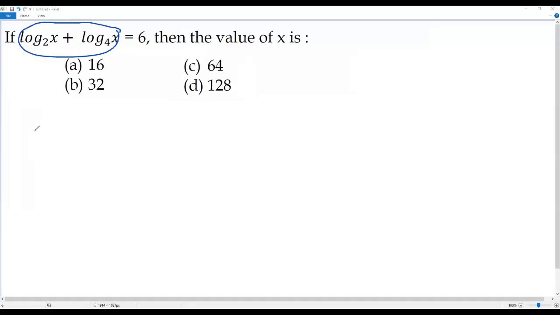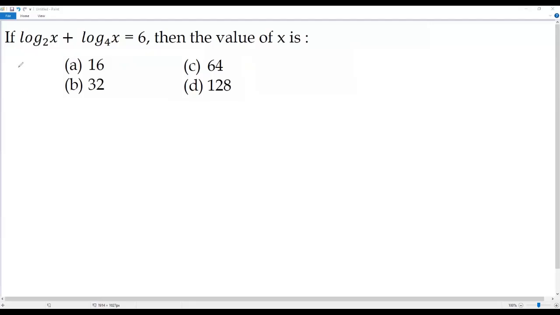Whenever we have addition of two logarithms, we'll be trying to use the product rule. But if I want to use the product rule, a condition has to be met. That is, the two logarithms which are in addition must have the same base, so that I will be able to use the product rule. So here I cannot use the product rule.